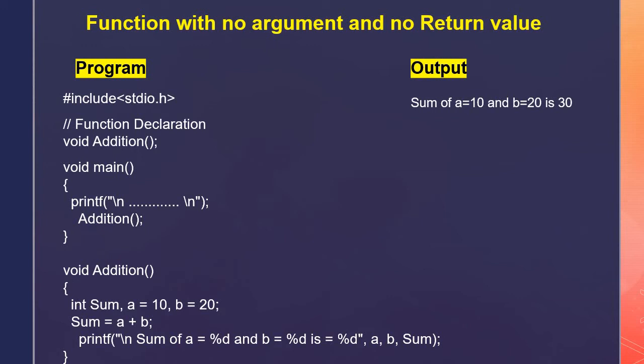Function with no argument and no return value. It will not accept any argument and it will not return a value to the calling area. Let us see an example. Here I have defined a function called void addition.